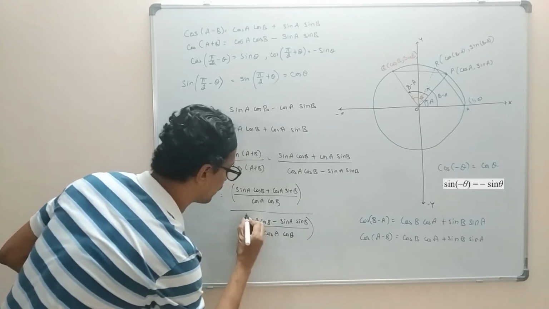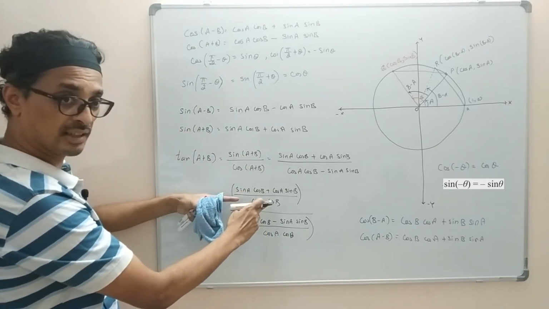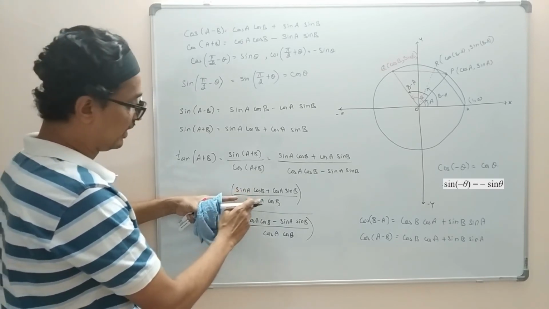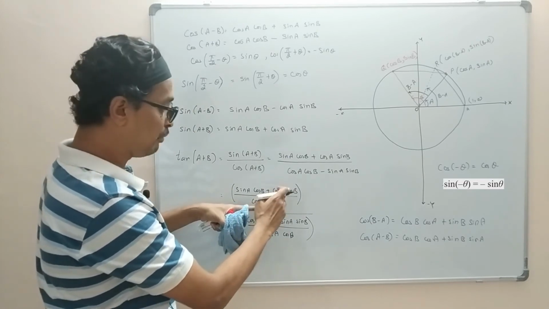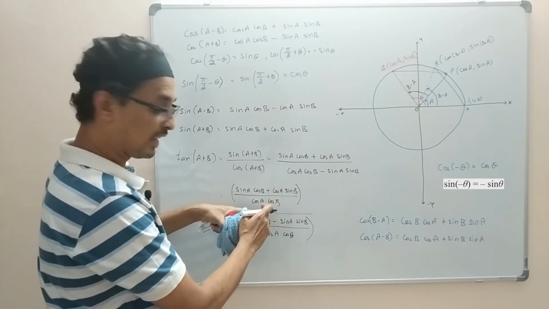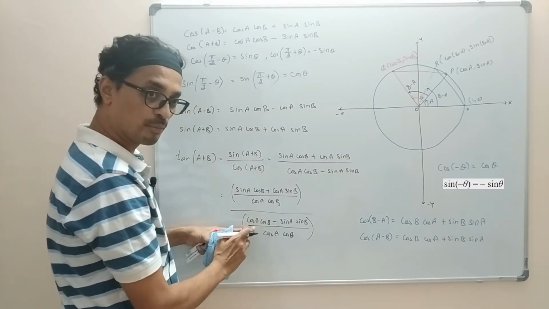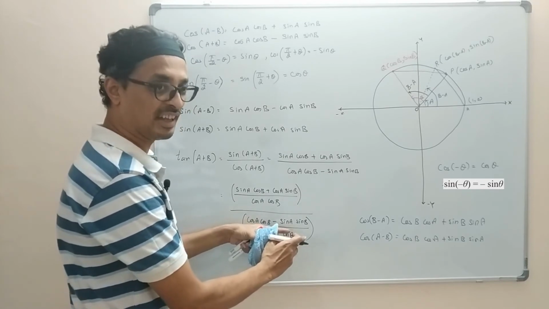Okay, from here itself you can see. When I open up, cos B cancels, so it's going to get sine A by cos A. That becomes tan A. And when I open up here, cos A cancels, sine B by cos B, tan B. And now here, cos A cos B cancels, becomes 1. And here, sine A sine B by cos A cos B, that is tan A tan B.